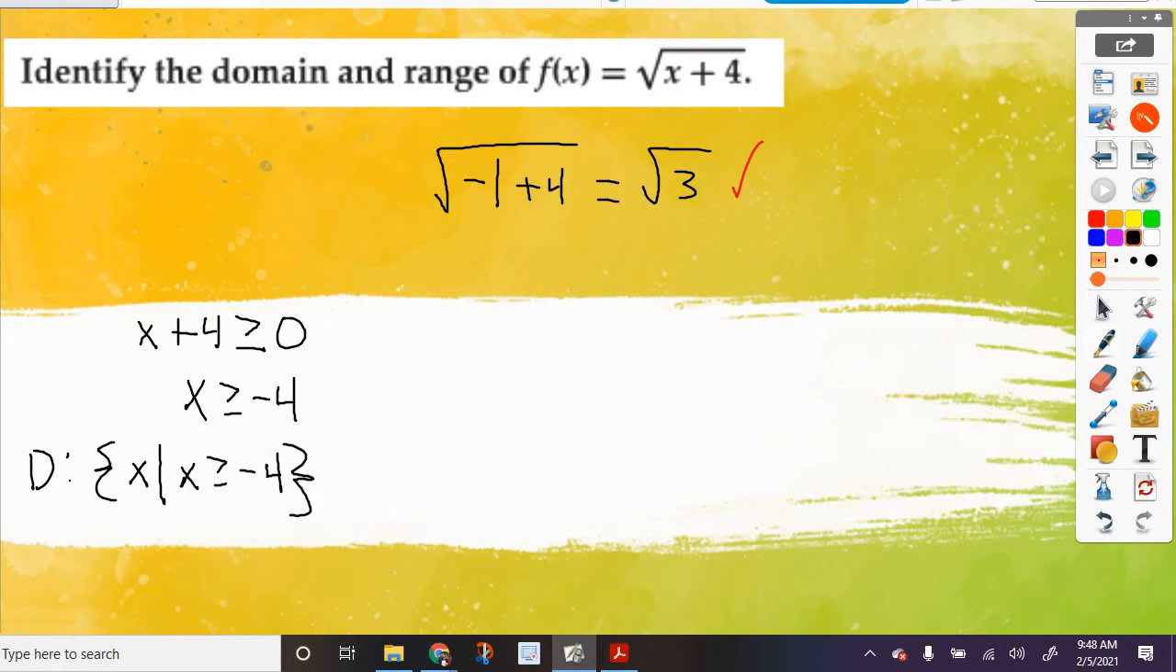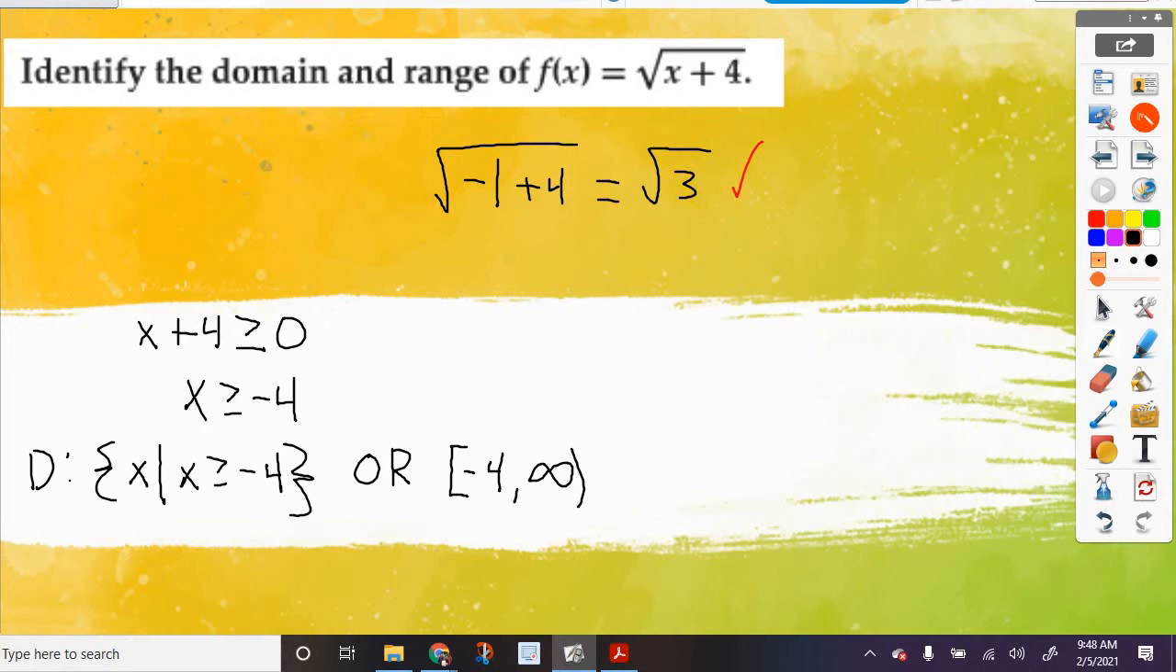Now remember that that is our set builder notation. We can also use our interval notation. So remember that I'm going to put a hard bracket because it does have an equal to bar. I'll put -4 and then it goes on forever, so to infinity. Now, it also asks us for our range.